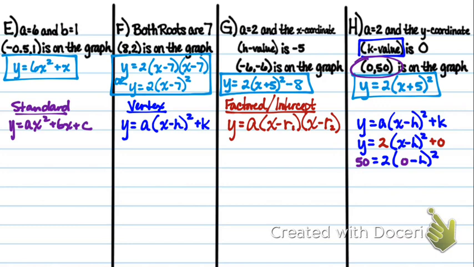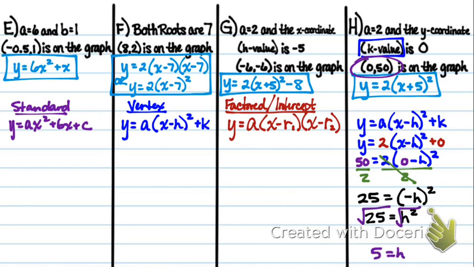First thing I would do here is divide both sides by 2. Let's get that out of the way. So that would give me 25 is equal to, what's 0 minus h? Negative h, and then it's being squared. When I take something and multiply it by itself, h squared, it's going to be a positive, right? What is the square root of 25? 5. So 5 is equal to my h value there.